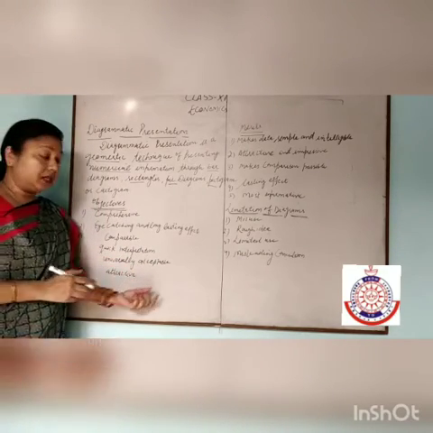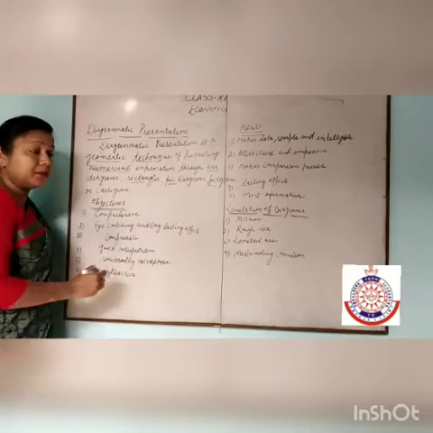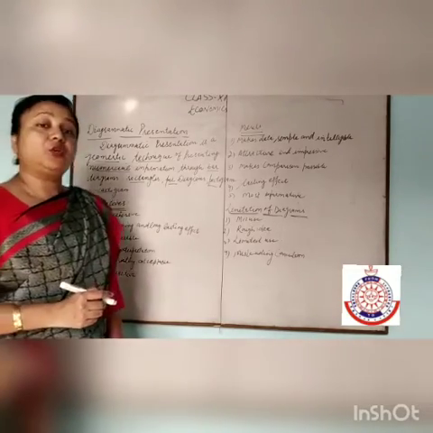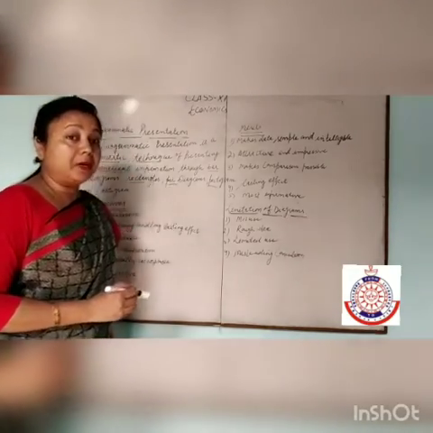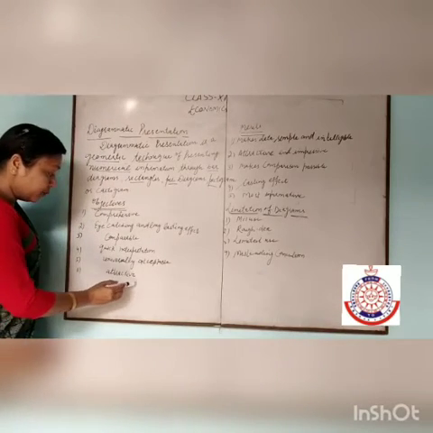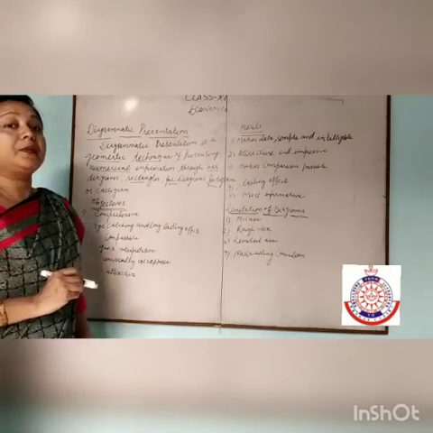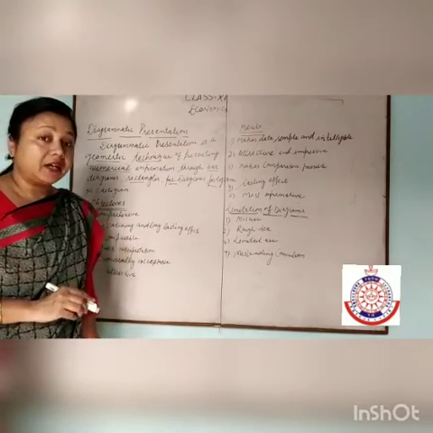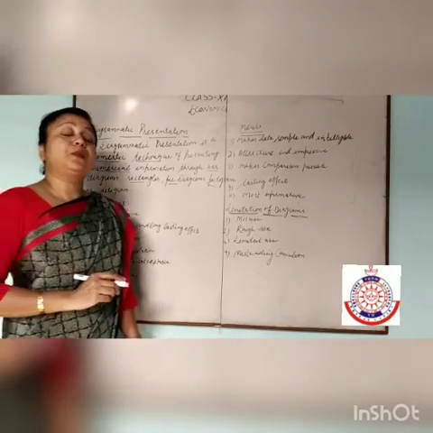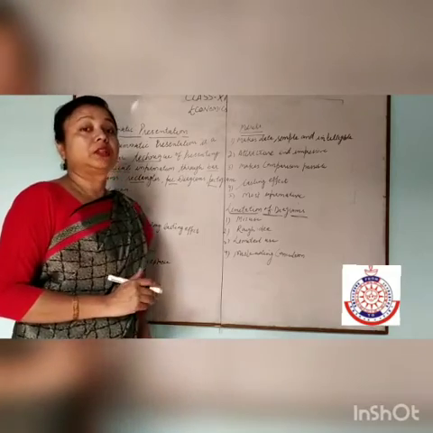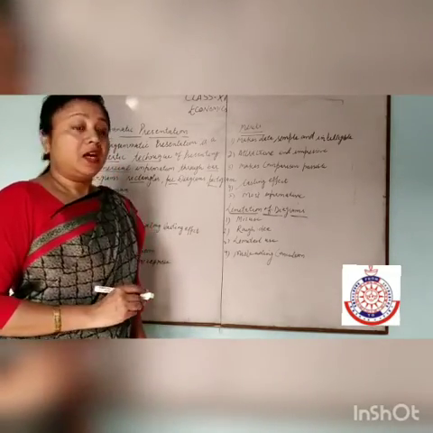Universally acceptable. Universally acceptable means diagrammatical presentation of data is applicable in the universe. And last is attractive. Diagrammatical presentation looks attractive whenever we present the data, it looks much more attractive.